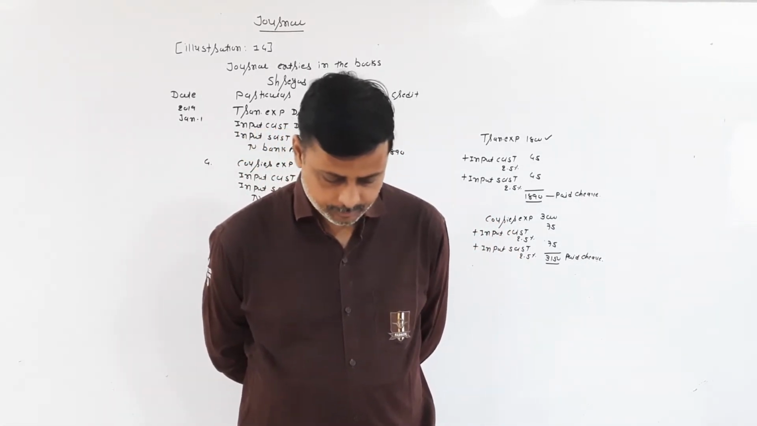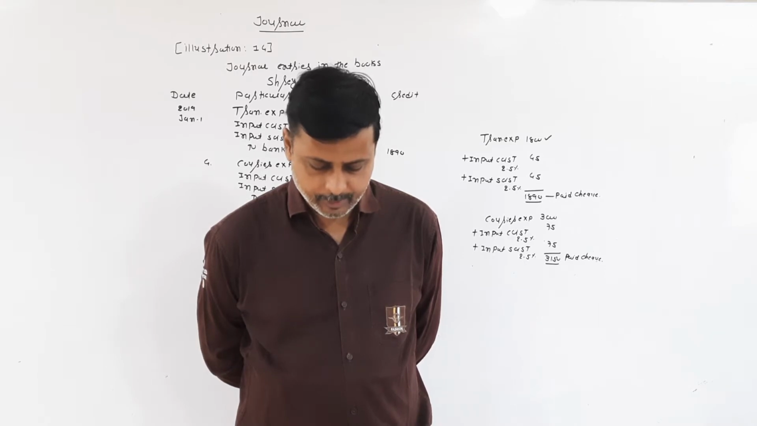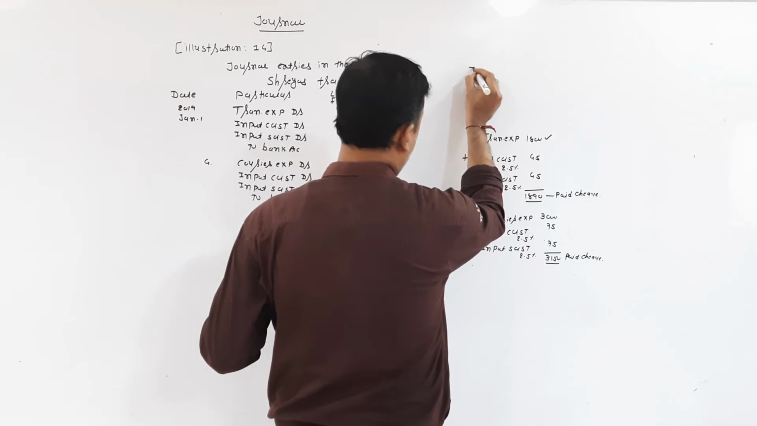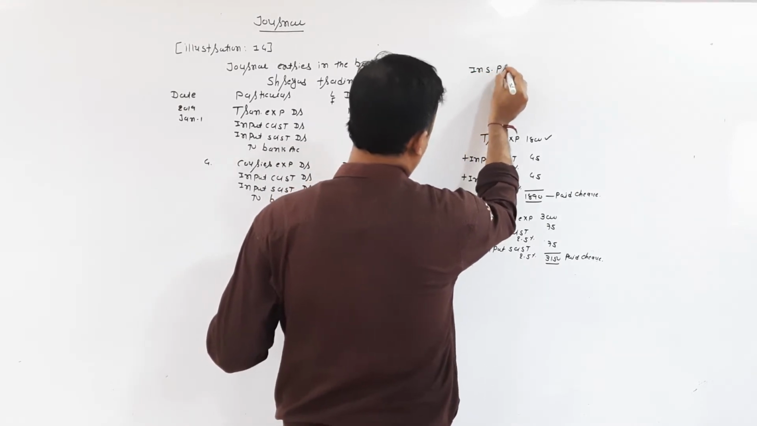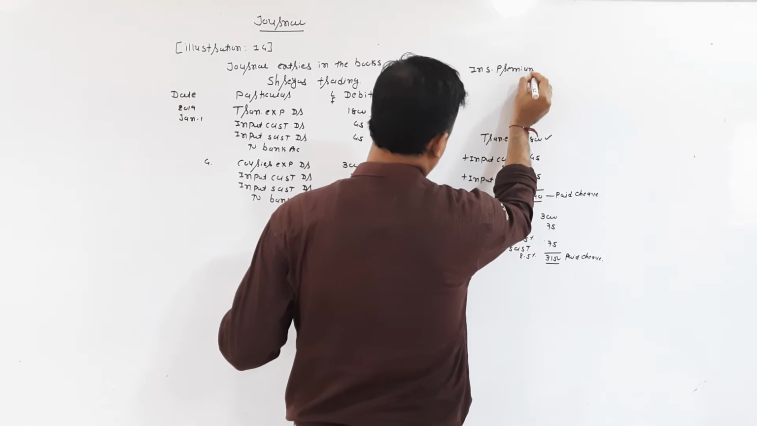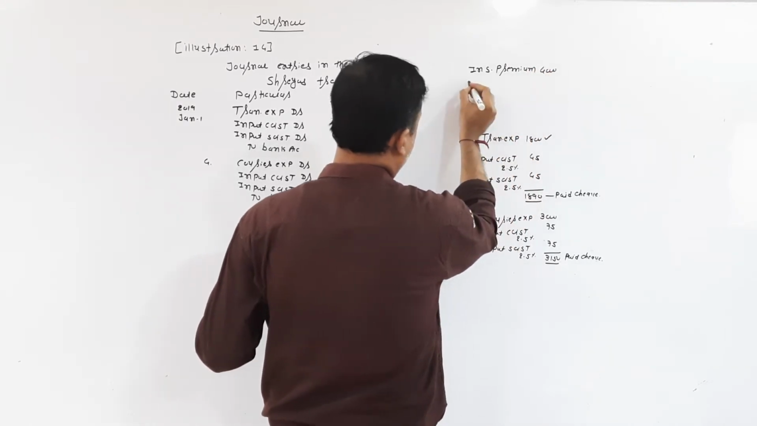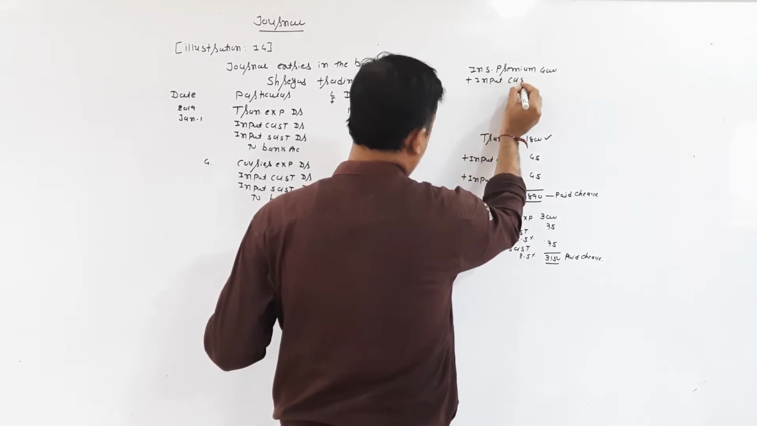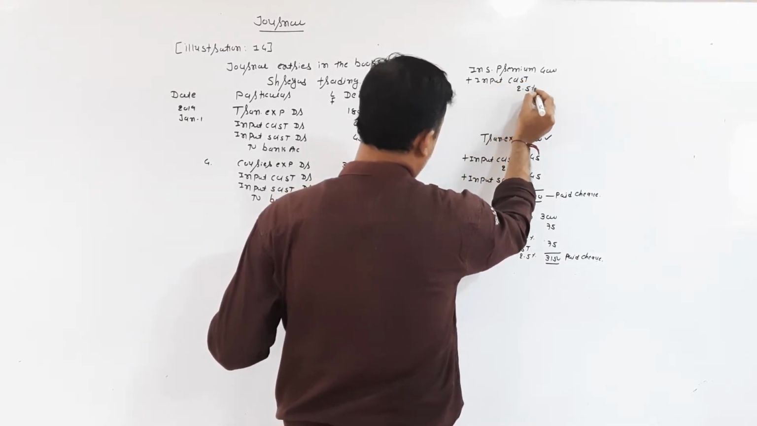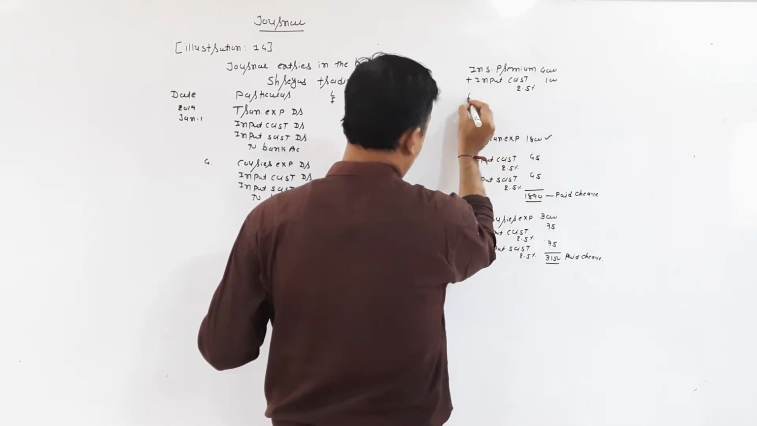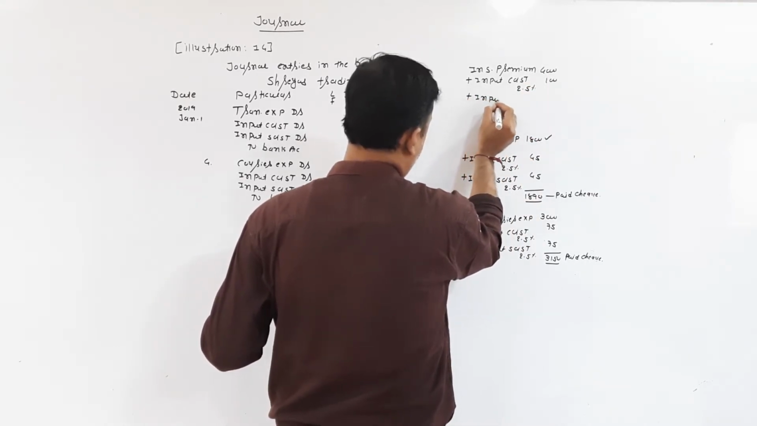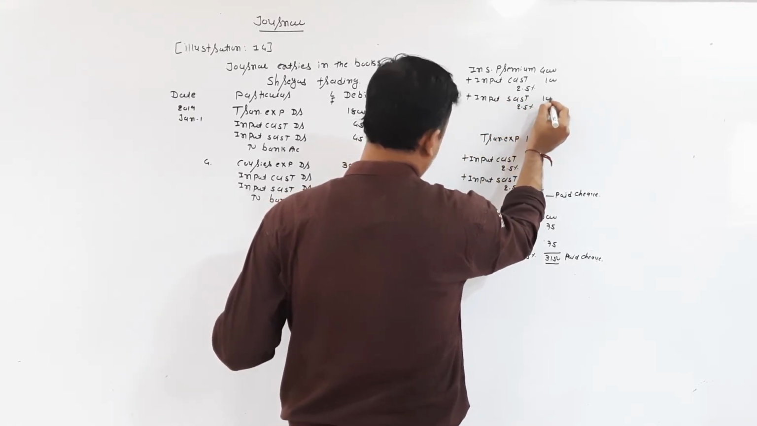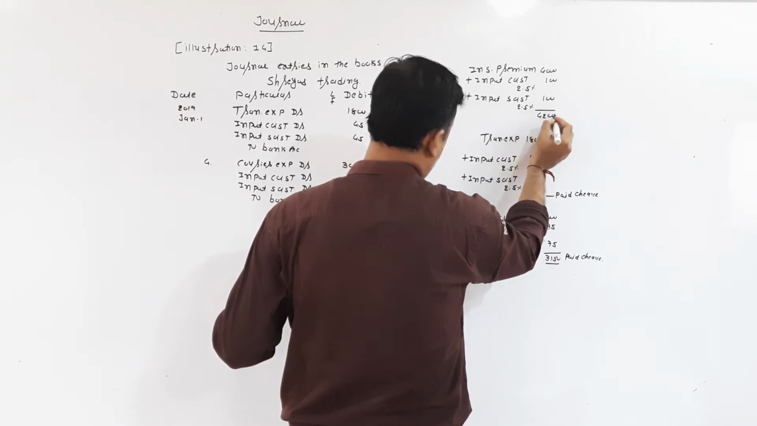Number 8, insurance premium paid by check 4,000. So insurance premium is given 4,000. Input CGST 2.5%, that is 100. Input SGST 2.5%, 100. So 4,200.